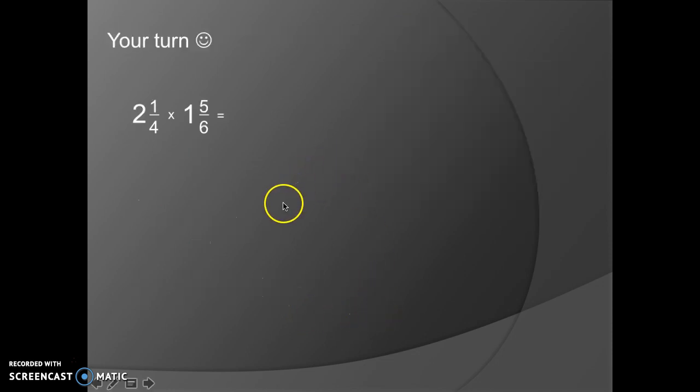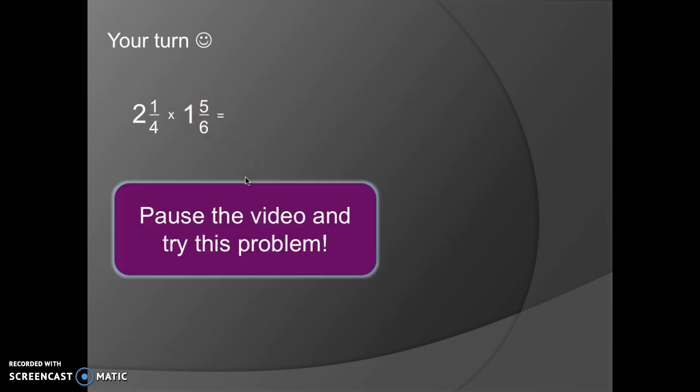All right, so give this one a try. Remember what I said, turn it into a fraction, turn it into a fraction, and then attack it just like we did with lesson 3.5. Okay, so pause the video and give this problem a try.